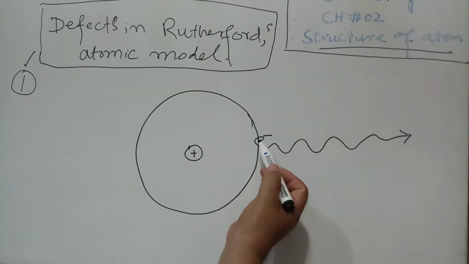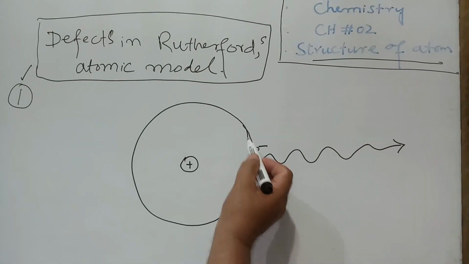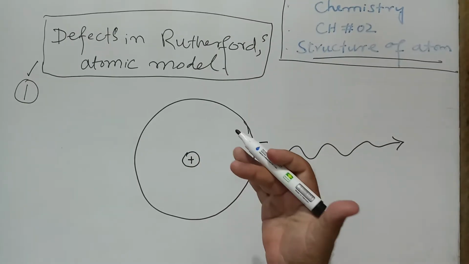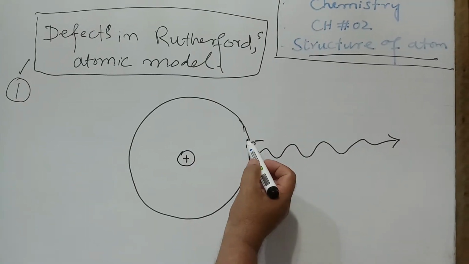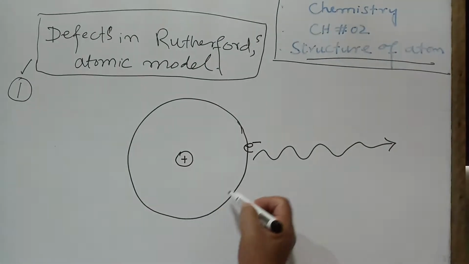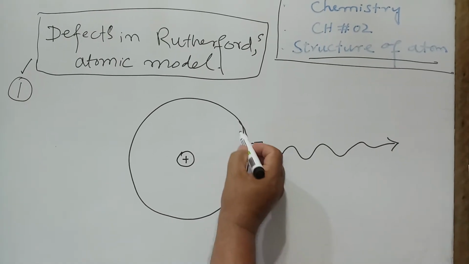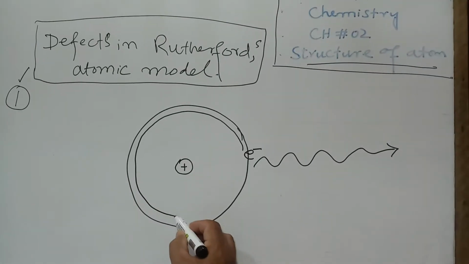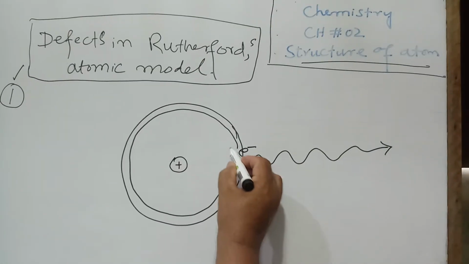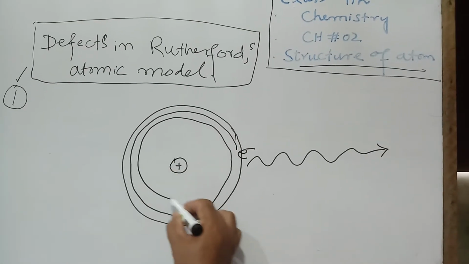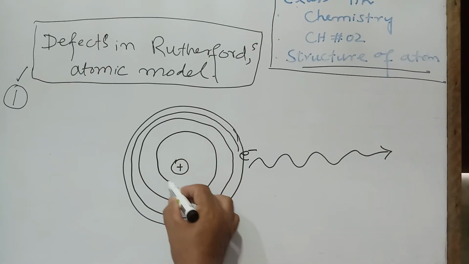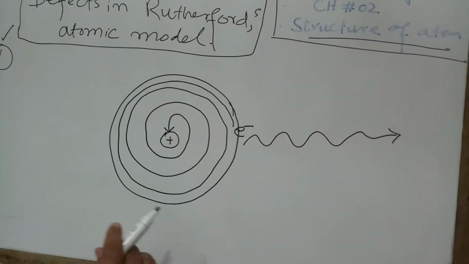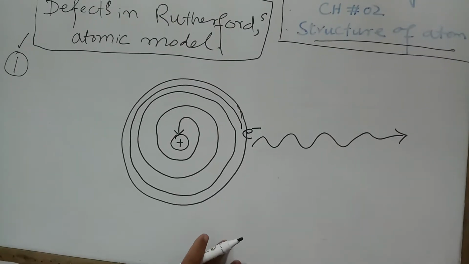When the electron releases energy, the orbit of the revolving electron becomes smaller and smaller with the passage of time. Let's say first the electron is revolving here. When it releases energy, its orbit will become smaller, and it will start revolving here. Then the orbit will become smaller and smaller. Ultimately this electron will fall into the nucleus. So this means the atom will collapse.